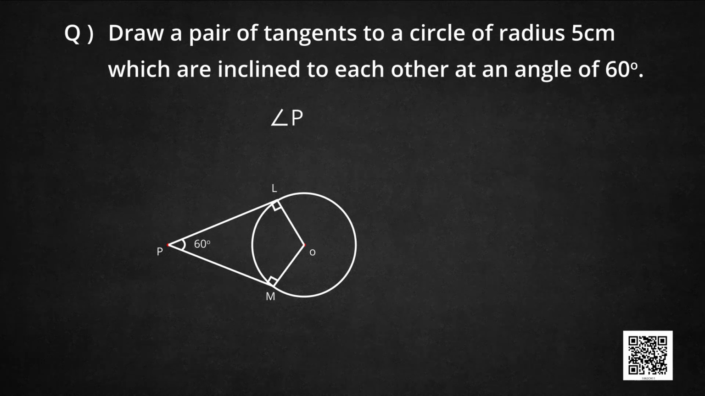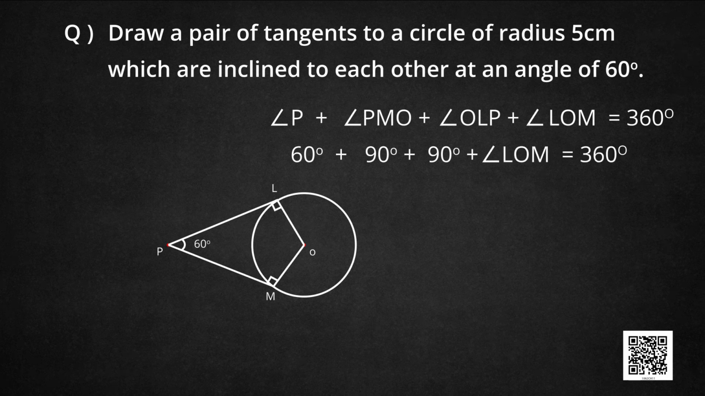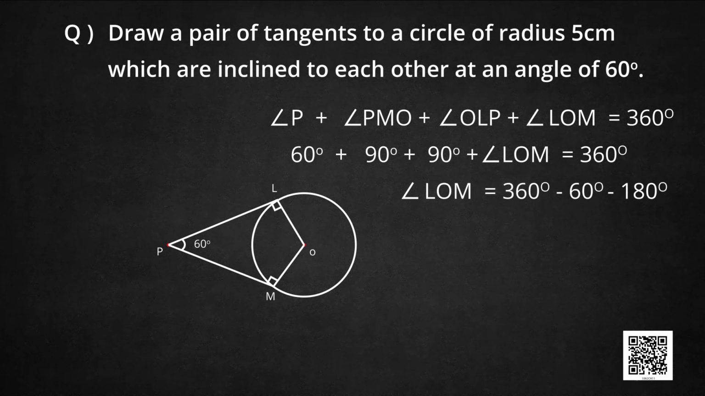So angle P plus angle PMO plus angle OLP plus angle LOM is equal to 360 degrees. As it is given, the value of angle P is 60 degrees. PMO and OLP should be 90 degrees because radii are perpendicular to tangents at the point of contact. So the only unknown angle is angle LOM. So we find out that angle LOM is equal to 360 degrees minus 60 degrees minus 180 degrees, that is, it is equal to 120 degrees. This means that the angle between OL and OM should be equal to 120 degrees.